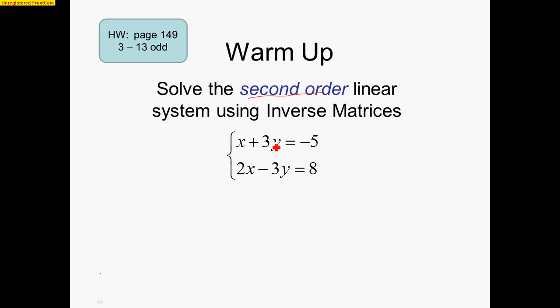So using matrices to solve this, remember I make a coefficient matrix with the first column being the coefficients of the x variables and the second column being the coefficients of the y. I only have two variables that are used in both equations, x and y. And my answer matrix is a 2 by 1 that has a negative 5 and 8. So I set up my matrix equation.